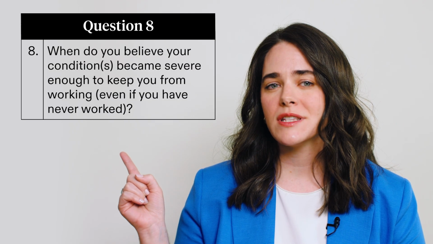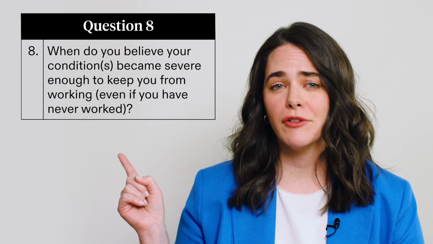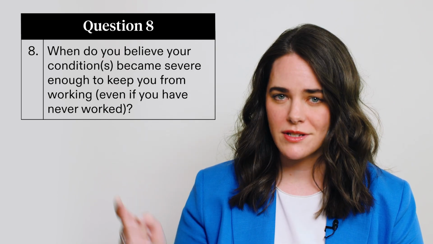Once those basics are squared away, question 8 is where we get into medical history. The question says, when do you believe your conditions became severe enough to prevent you from working, even if you've never worked? If a specific incident, like an accident, impacted your ability to work, this answer might be obvious. Write down the date of the incident.